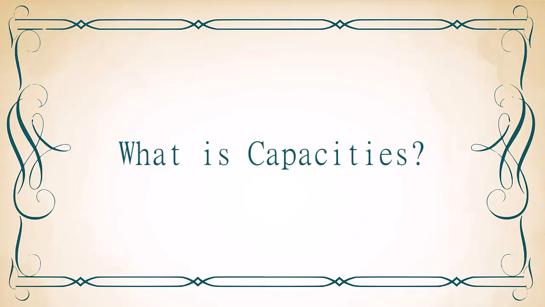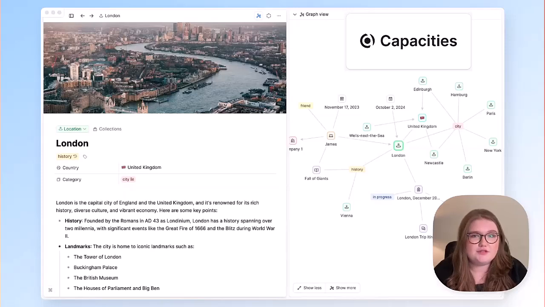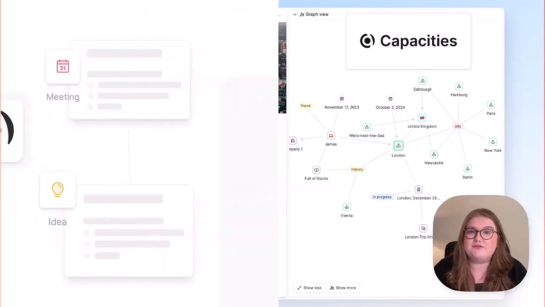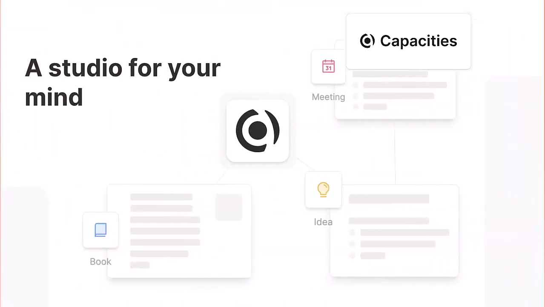What is Capacities? Having a calm and distraction-free place in which to make sense of your world is crucial in today's age of information overload. You need to be able to capture what is important to you and have a positive place to process it, which doesn't take weeks to set up or hours a week to maintain. Capacities is the note-taking app that wants to be this place for you. That is, the studio for your mind.